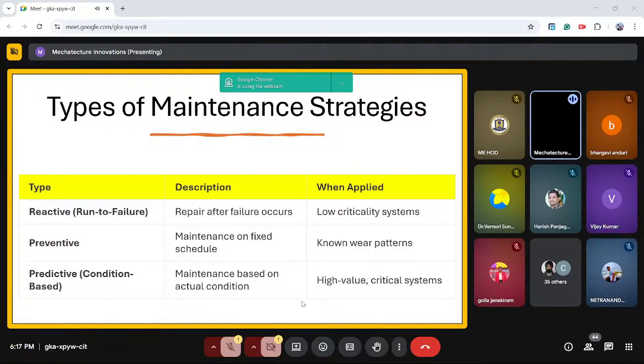Okay. Where the AI will be utilized, where the manual work will be found, all these things we will be seeing in the upcoming slides.